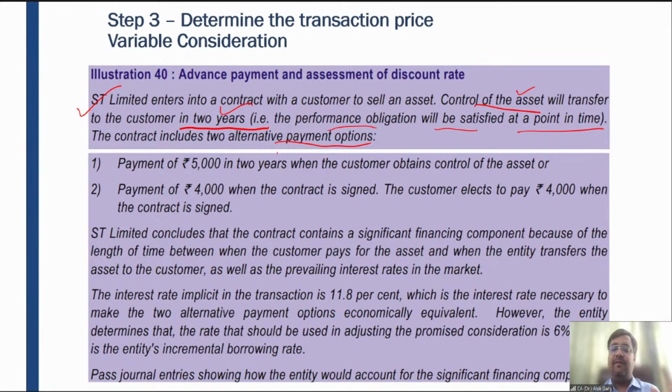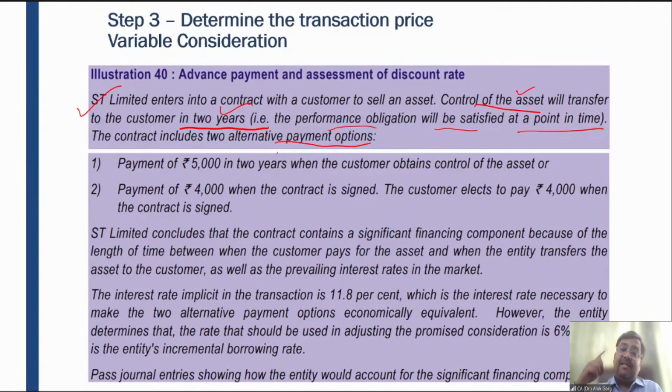But information has been given which says that if you want to pay today at the time of signing of the contract, you can pay 4,000 rupees only, and after 2 years we will deliver these goods and services. Now, friends, don't get confused. The price of these goods and services as of today has not been given. If the price as of today had been given, we would probably consider that price as revenue.